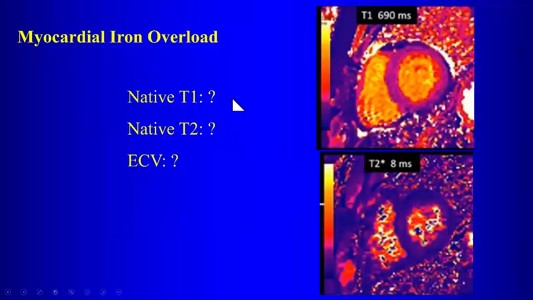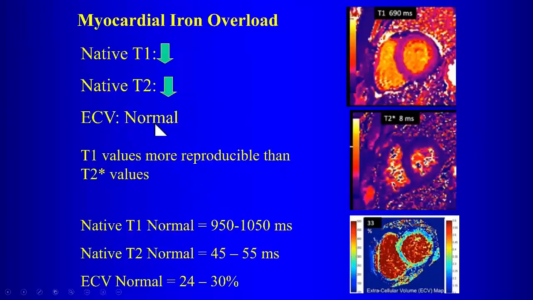So what's going to happen here with the iron overload in the T1, T2, and ECV? What happens to the native T1? Goes down. The native T2, down. ECV? Well, ECV is not affected because this is not an extracellular problem, right? This is an intracellular problem here. So the native T1 and the native T2 go down because of the susceptibility effects of iron. And because it's an intracellular problem, the extracellular volume fraction is actually normal here.